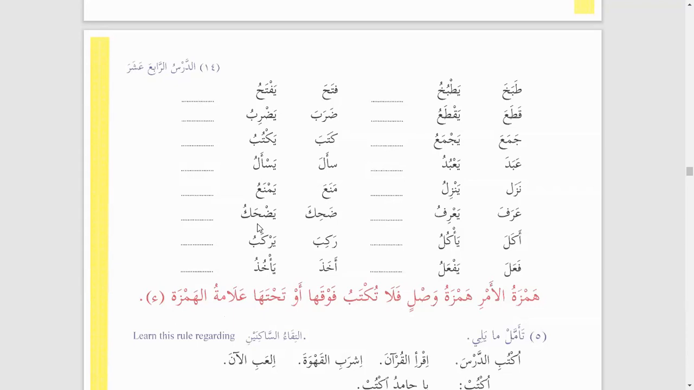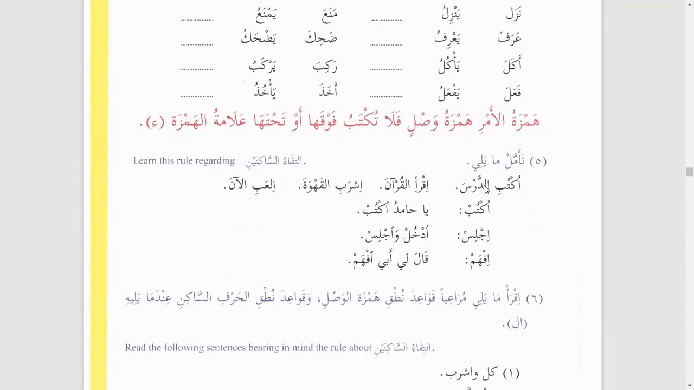Hamzat al-amr, the imperative Hamza, is Hamzatul Wasl. So we have learned that the imperative Hamza is Hamzatul Wasl, فلا تكتب فوقها أو تحتها علامة الهمزة. The sign of Hamza is not written on it or under it. This is the sign of Hamza.